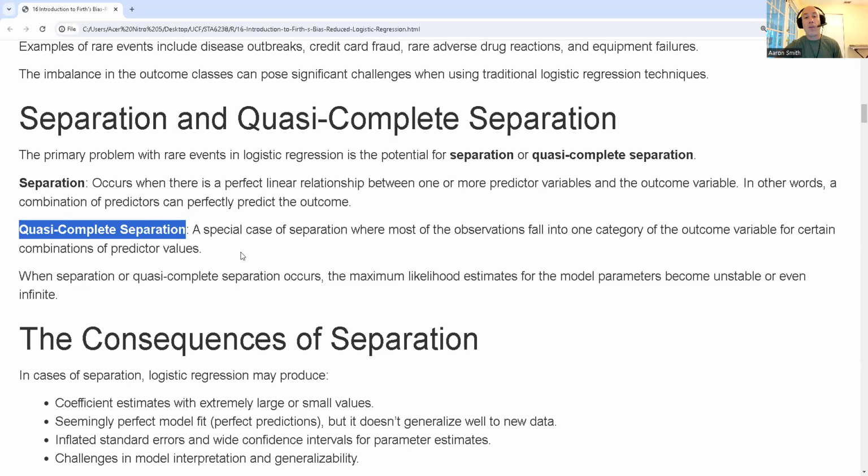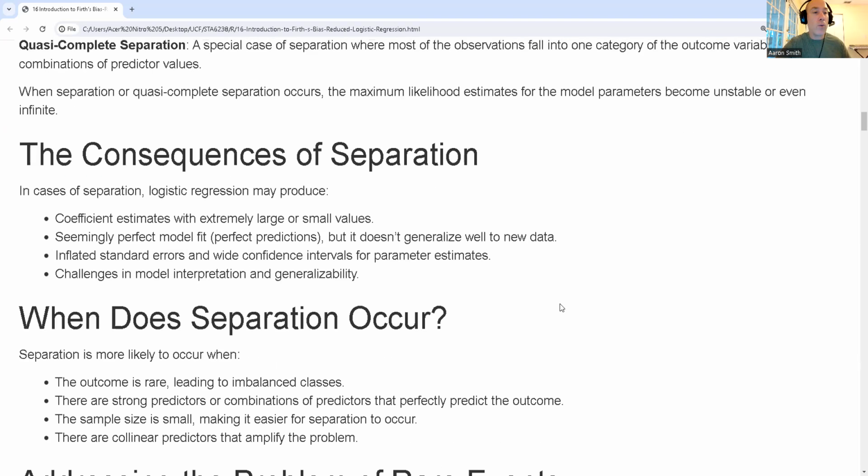This is a special case of separation where most of the observations fall into one category of the outcome variable for a certain combination. So here it's like almost separation, but not quite. When separation or quasi-separation occur, maximum likelihood estimates for the model parameters become unstable or even infinite. I've seen personally it just absolutely explode when I've been trying to model for these situations.